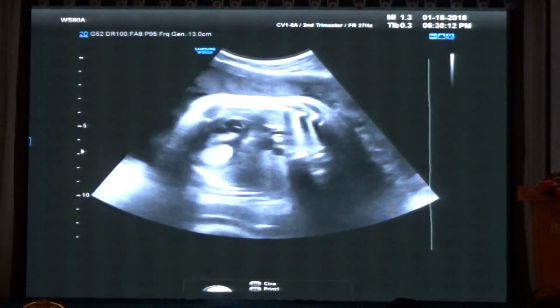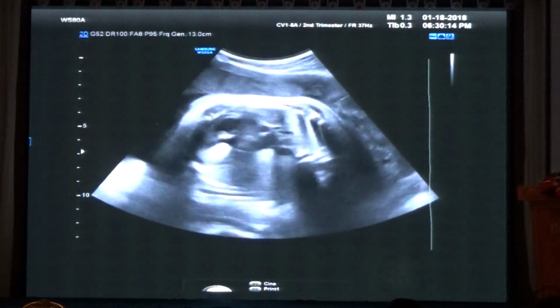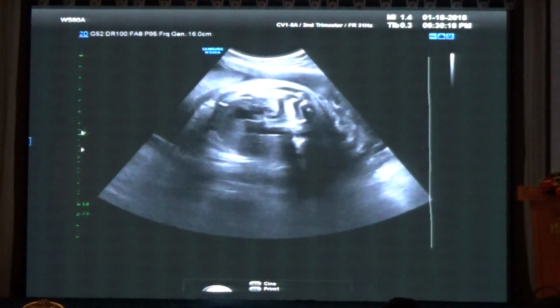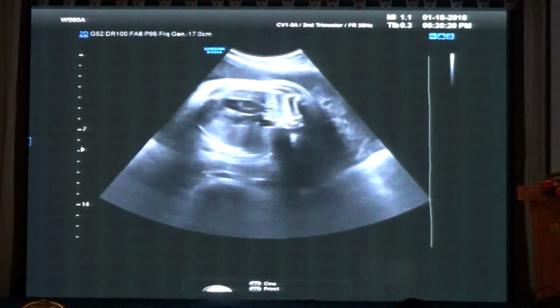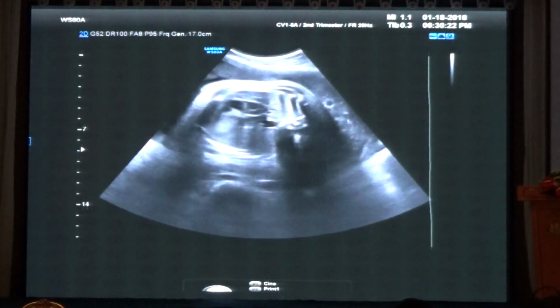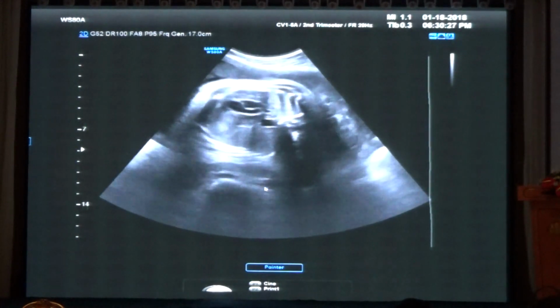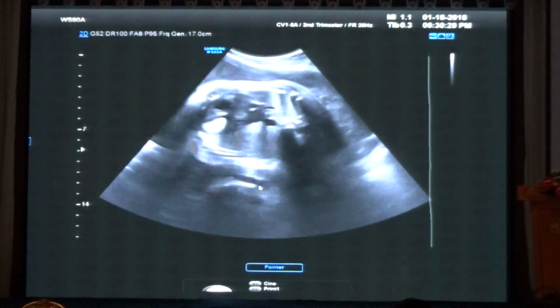The spine is on the mother's left and the apex of the heart is on the left side. When I do this part here, I always use a deep depth. You see that on the side here, I have the maternal spine, and I have here the aorta.